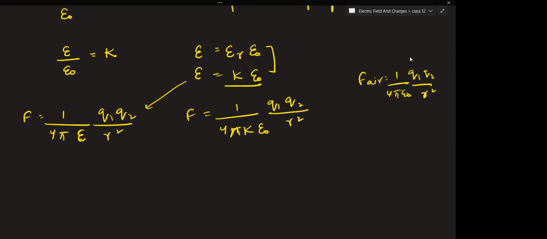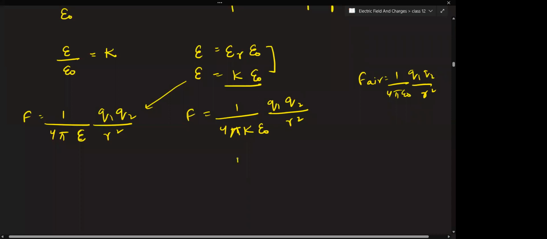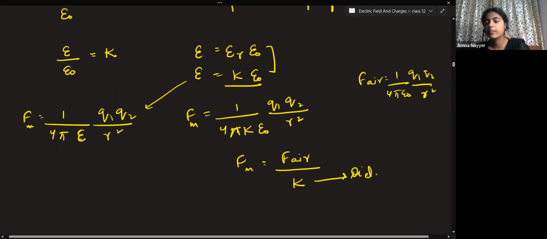Now see, if you just leave this K over here, the rest of the terms are similar to what was written for air. So for any medium that you are calculating, this whole term is F air divided by the constant, and this constant is known as the dielectric constant.